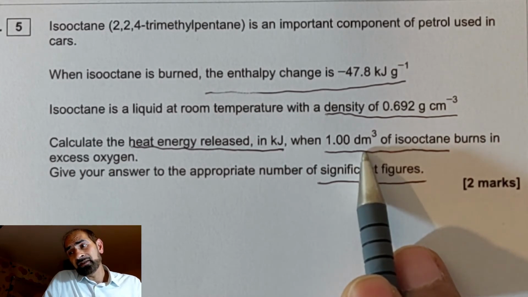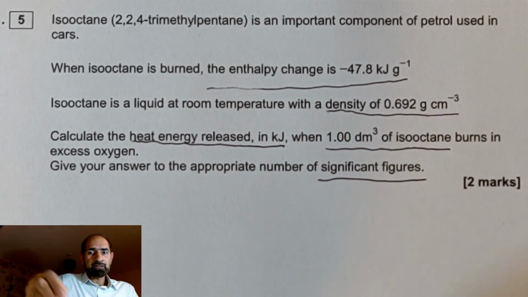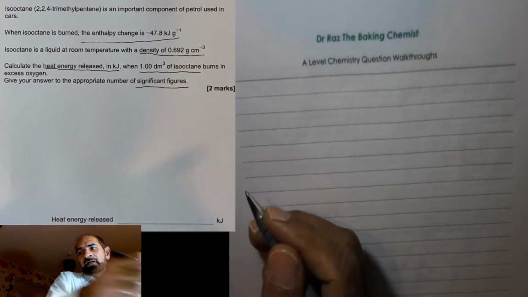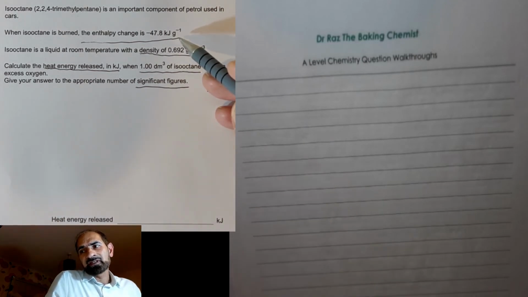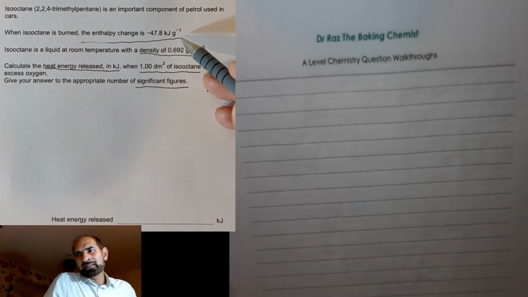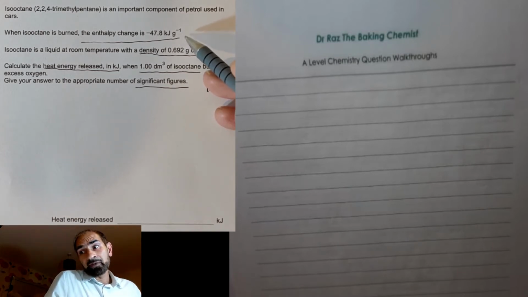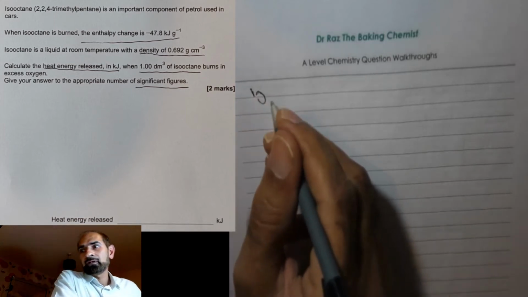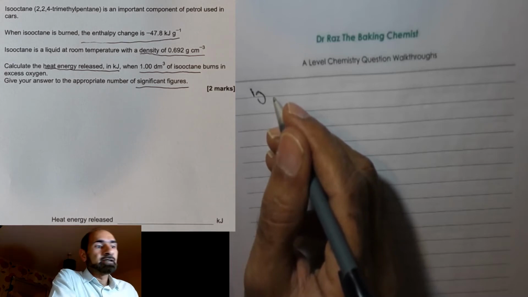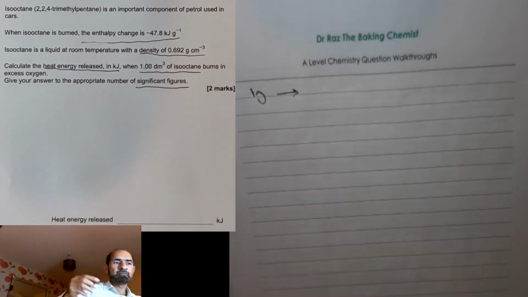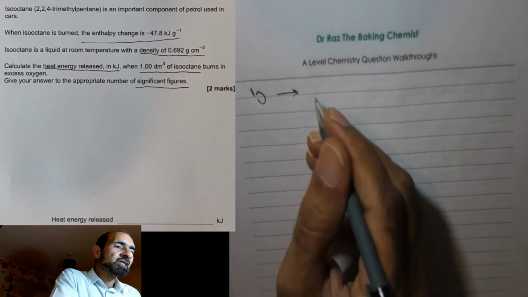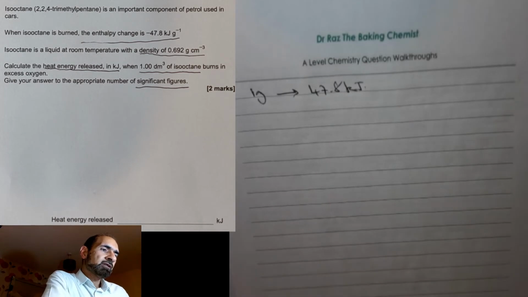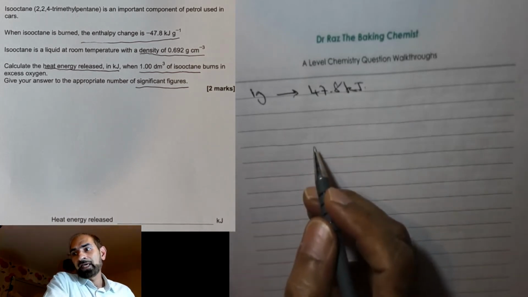Now immediately I'm thinking, okay, let's write this down. Let's look at this enthalpy change. Often students don't understand what it actually means. Let's try and explain it. So kilojoules per gram means every 1 gram of iso-octane, I'm not going to keep writing its name, gives you 47.8 kilojoules. So 1 gram of it gives you 47.8 kilojoules.